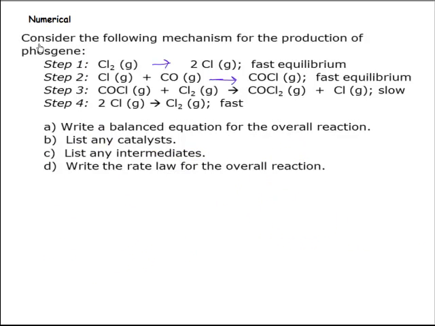Now let's have a look at this question. It's a little different from the earlier ones. Consider the following mechanism for the production of phosgene. Phosgene, I am sure all of you know, is also called war gas, and the formula for phosgene is COCl2. The reaction mechanism is shown in 4 steps. We need to write a balanced equation for the reaction, list any catalyst, list if there are any intermediates, and write the rate law for the overall reaction.